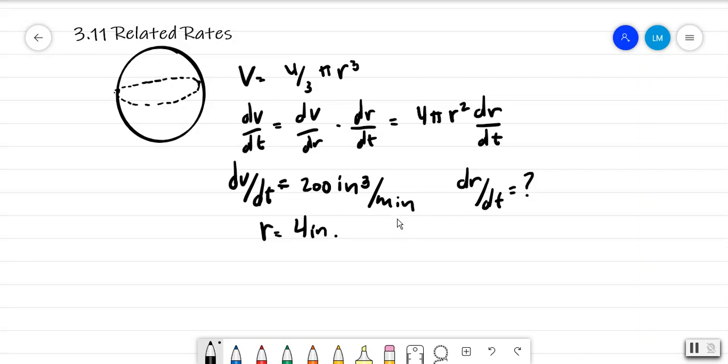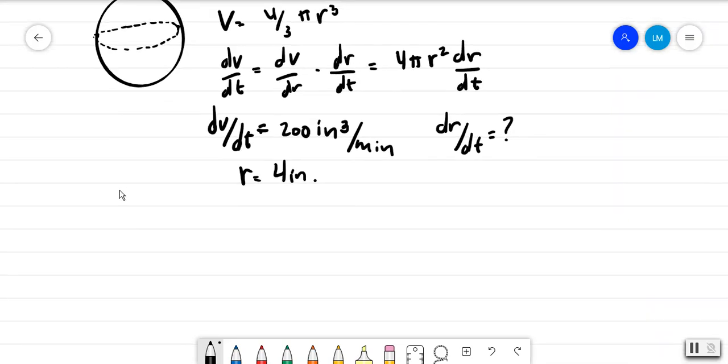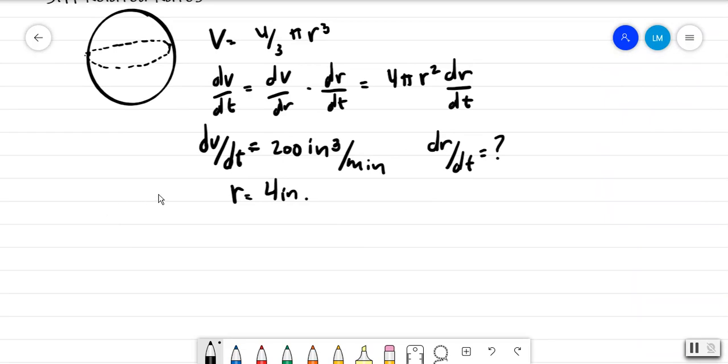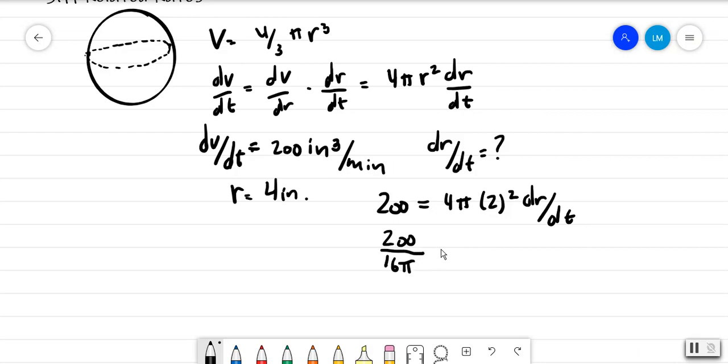So what this means is that you could solve for dr dt, because 200 is equal to 4 pi multiplied by 4 squared times dr dt. Now this is going to be 4 times 4, which is 16. So we have 200 divided by 16 pi is equal to dr dt.